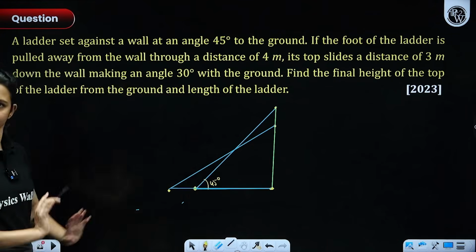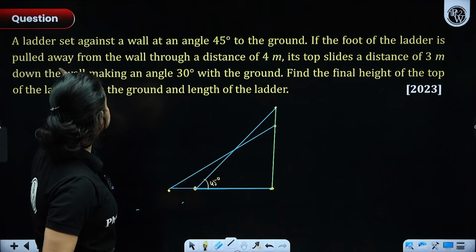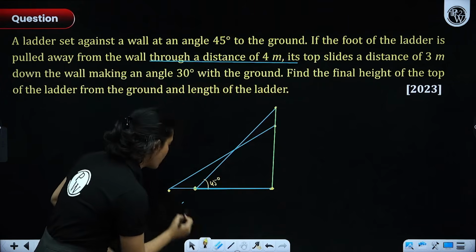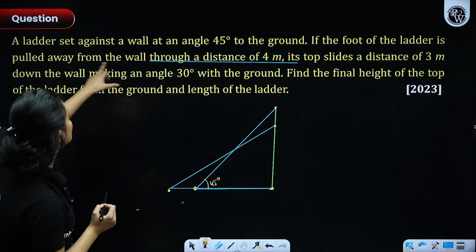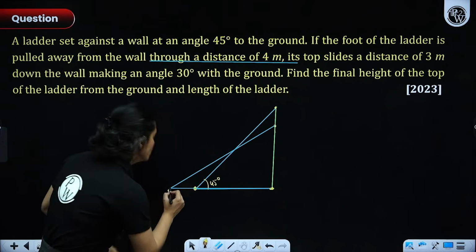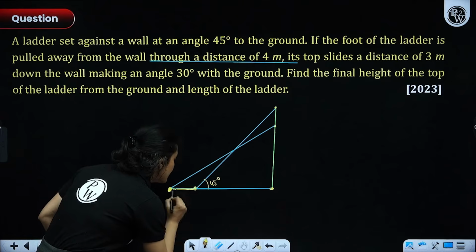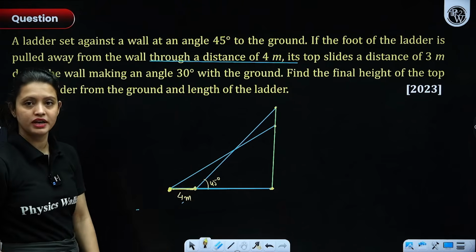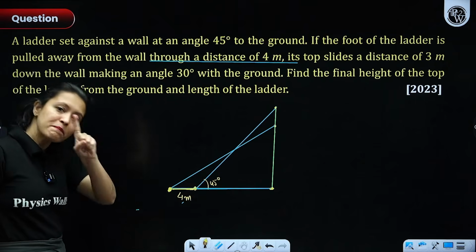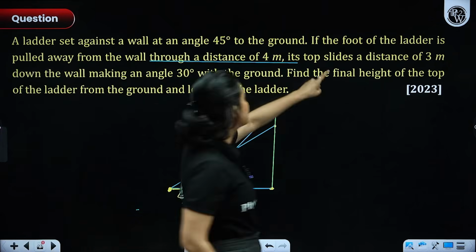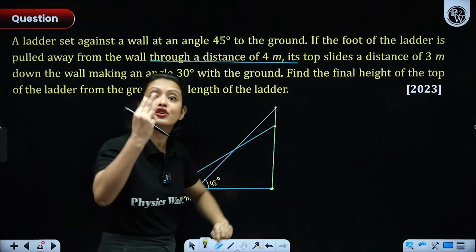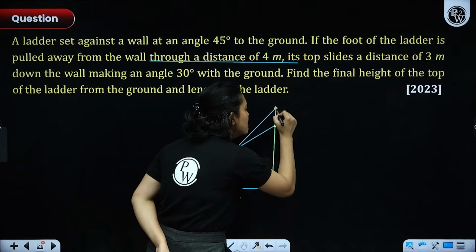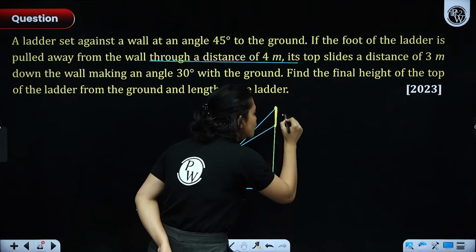Okay. Cool. Now, they are saying that it is pulled away from the wall through a distance of 4 meters. So that means if the foot of the ladder is pulled away from the wall through a distance of 4 meters, this foot here was pulled away from the wall by a distance of 4 meters. That means this is 4 meters, everyone. Okay, from the wall, the foot was pulled by 4 meters of distance. And when it happens, then its top slides at a distance of 3 meters. So the top of the ladder slides down by a distance of what? By a distance of 3 meters, everyone.